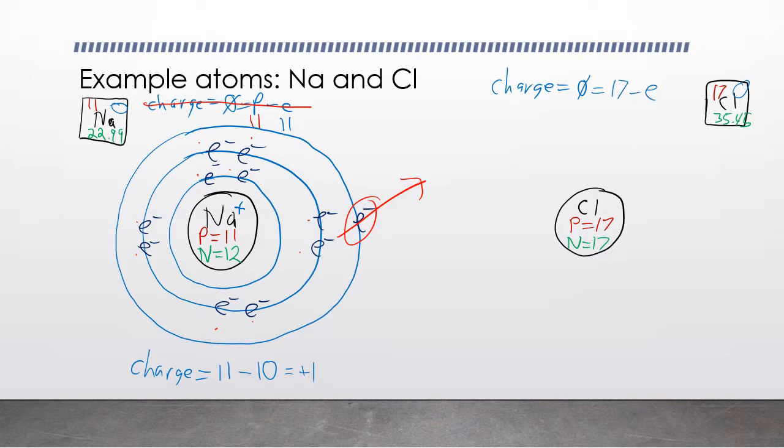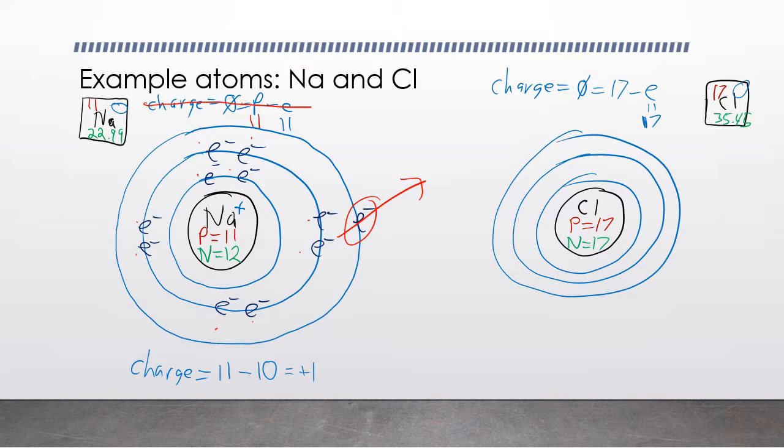And so E naturally equals 17. Okay, so 1, 2, 3, we're going to have 1, 2 electrons, then 3, 4, 5, 6, 7, 8, 9, 10, 11, 12, 13, 14, 15, 16, 17. And see, we've got one empty spot here in our outer shell. So chlorine is not happy. Okay? It wants to have a full outer shell.